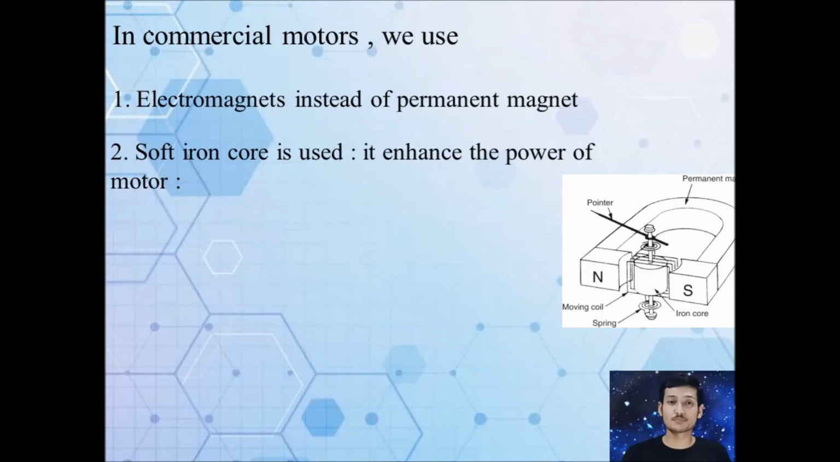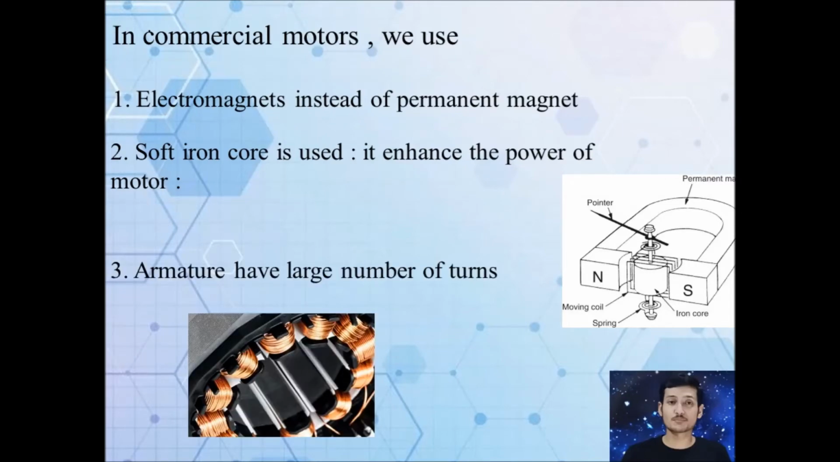And the armature has a large number of coils. Here you can see in the diagram there are lots of coils, not a single turn, they have multiple turns. So these are basically the three differences between commercial motors and the motor we just saw using the schematic diagram.